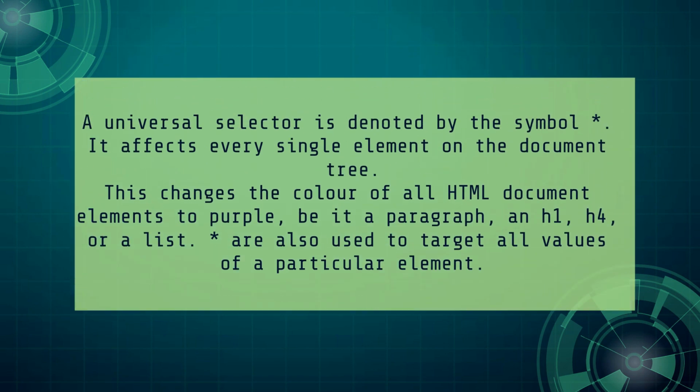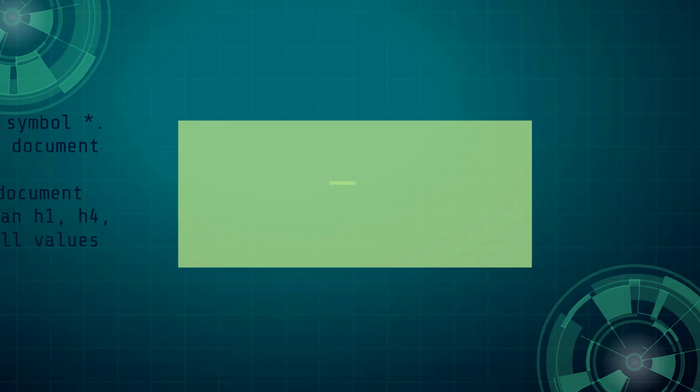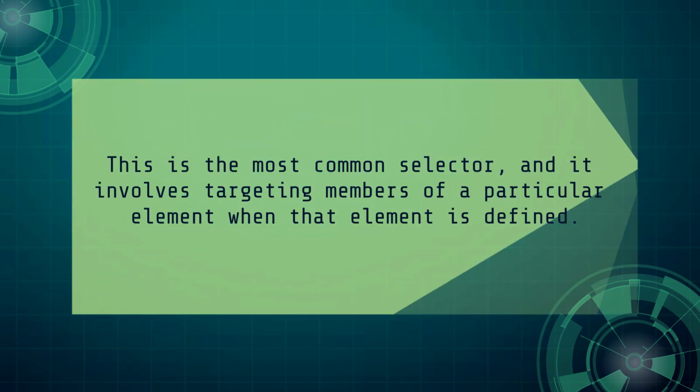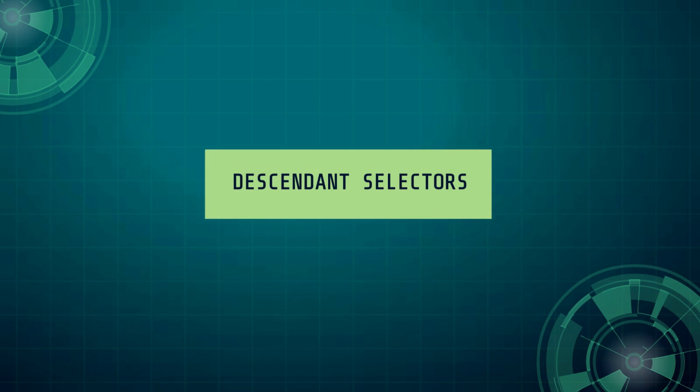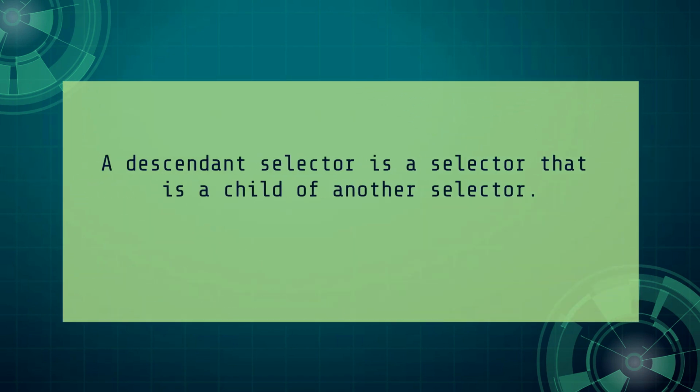The universal selector is denoted by the symbol of an asterisk. It affects every single element on the document's tree. This changes the color of all HTML document elements to purple, be it a paragraph, an H1, H4, or a list. Asterisks are also used to target all values of a particular element. The element selector is the most common selector, and it involves targeting members of a particular element when that element is defined. A descendant selector is a selector that is the child of another selector.